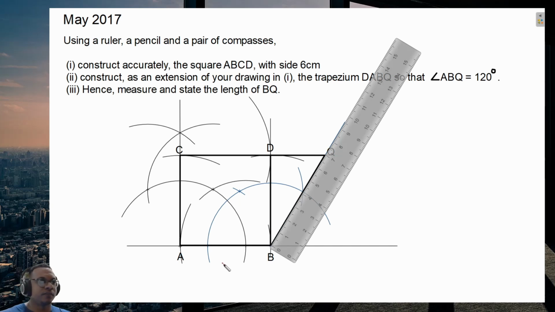Now the last part of the question is to measure and state the length of BQ. So it's from B to point Q. We have our ruler already lined up, 0 at B, and we've seen at Q we have 7 centimeters. So the line BQ would be 7 centimeters.